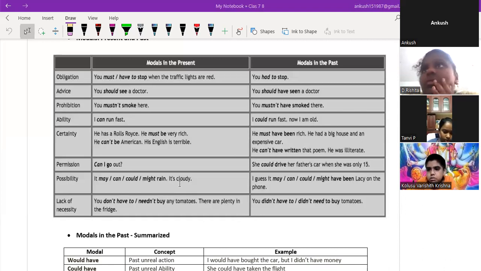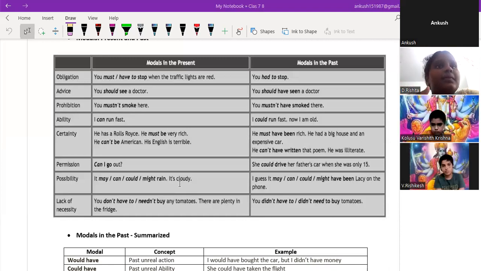Rishita, can you read it? Yes, sir. The first one, sir. Or the second one. Okay, sir. Advice. Shall I read that, sir? Oh, yes, you have to read the examples as well. Okay. The modals in the present, they converted it into modals in the past. So they're going to say about advice. So modals in the present of advice is you should see a doctor, and modals in the past is you should have seen a doctor, sir. Very good. You should have seen a doctor. Okay. Means this is an advice where it may be given there in the past.